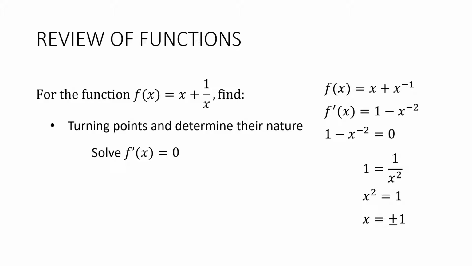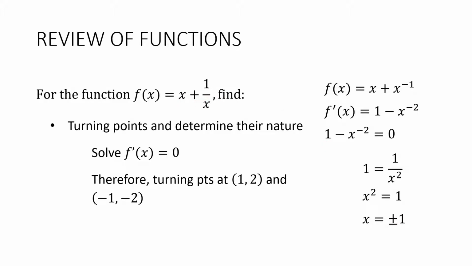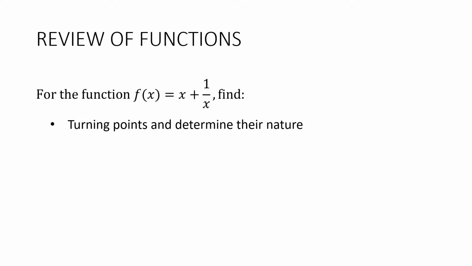So that's the x coordinates of the turning points, but we need to substitute back into the curve to figure out the y coordinates. So when I put plus 1 into here, I get 1 plus 1 is 2. When I put negative 1 into here, I get negative 1 take away 1, which is negative 2. And so our turning points are at 1, 2, and negative 1, negative 2. But we're not finished because we have to determine their nature. And the easiest way to do that is the second derivative test.